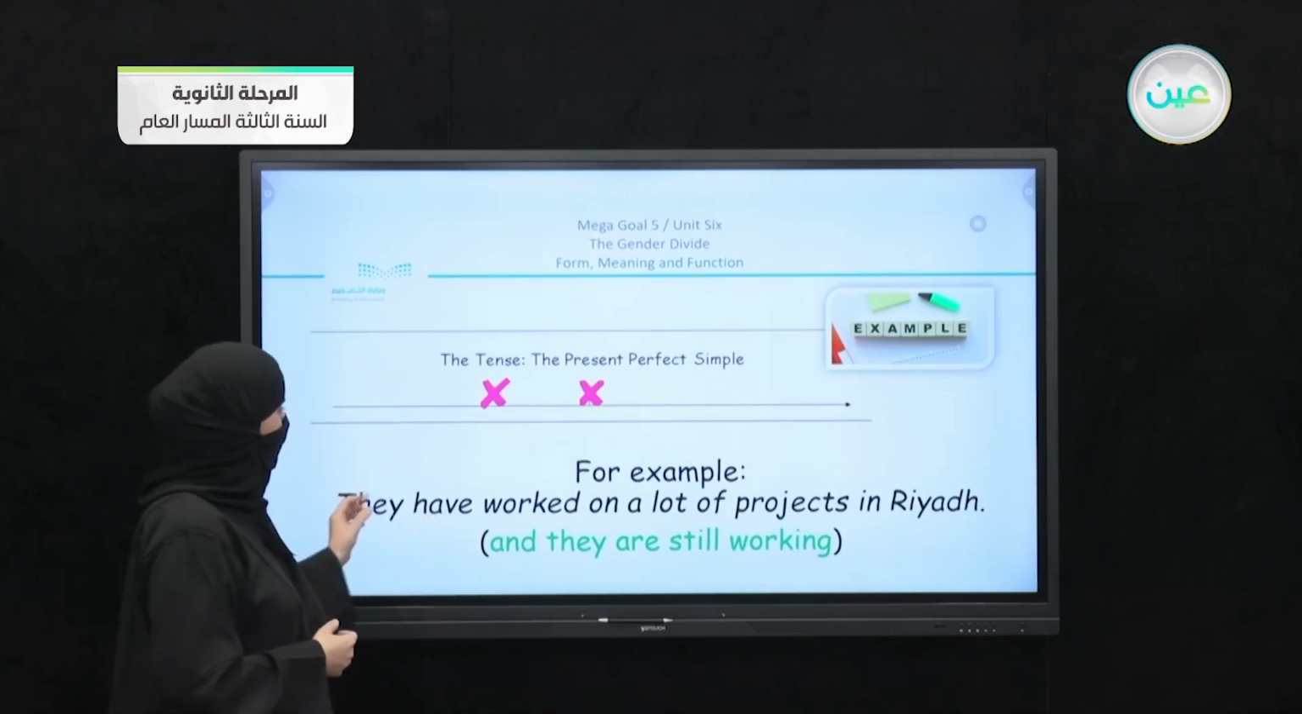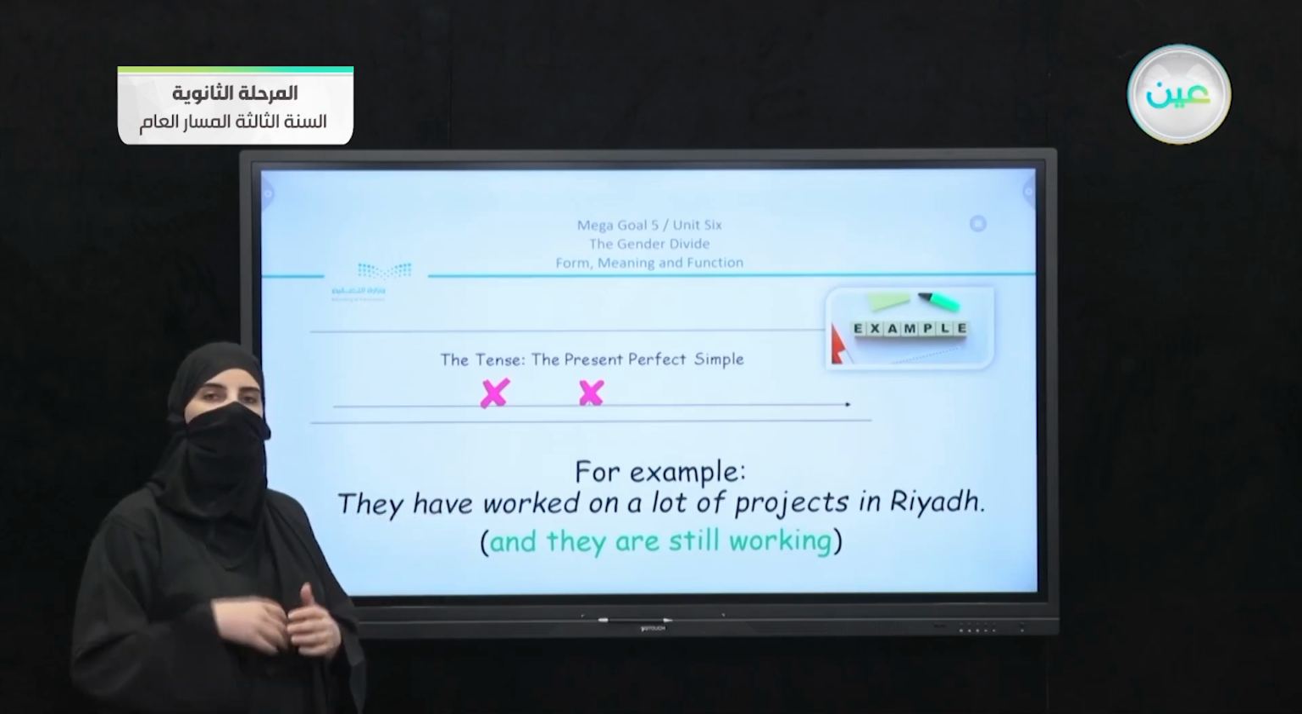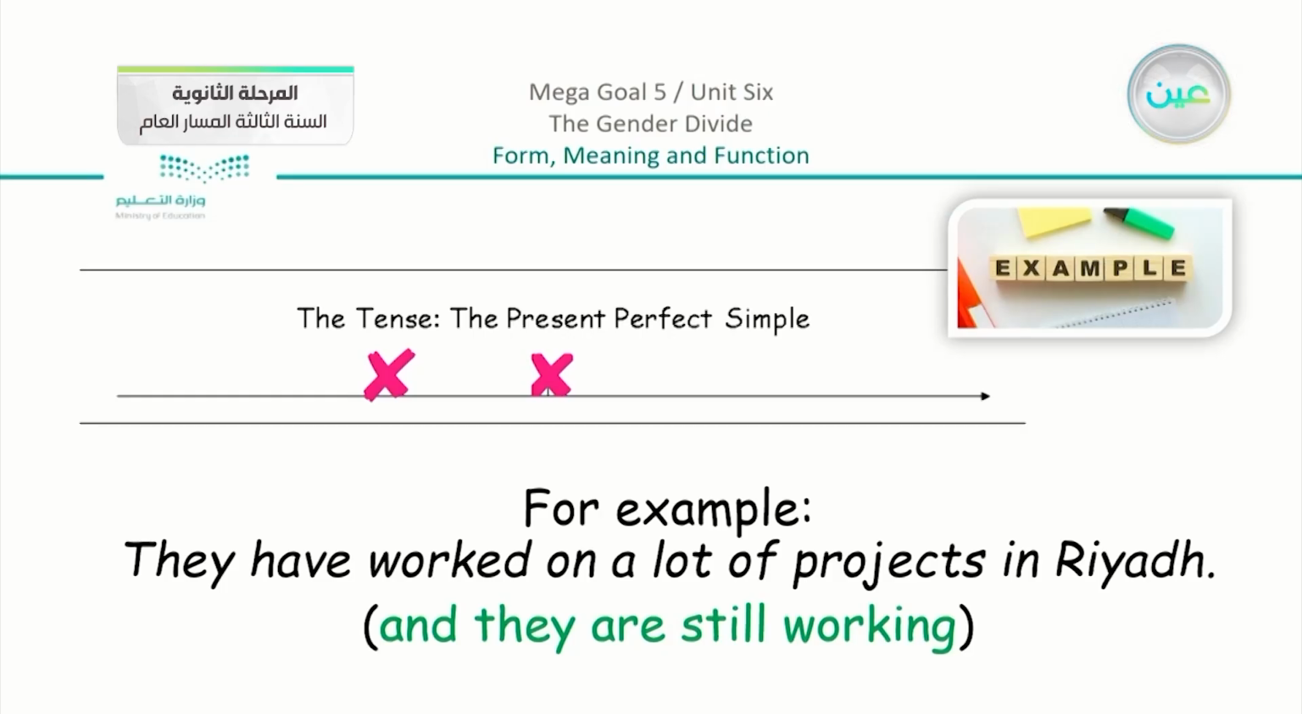Now we can see that we have here "have" plus "worked", which is in the past participle form. Of course, it is a regular verb. That's why we have the -ed. Now, they are still working. We can say that there is an effect in the present or something that is still continuing to the present time. Now we have the basic idea, which is the connection.